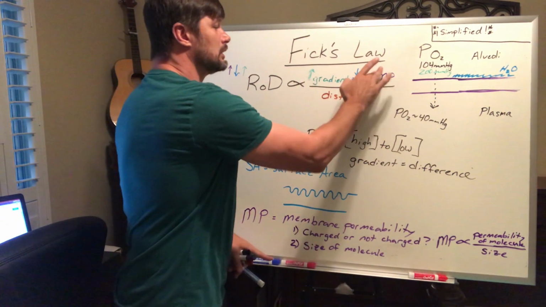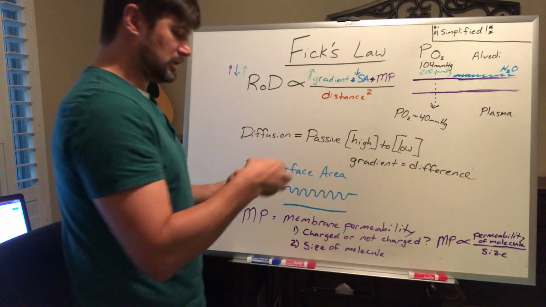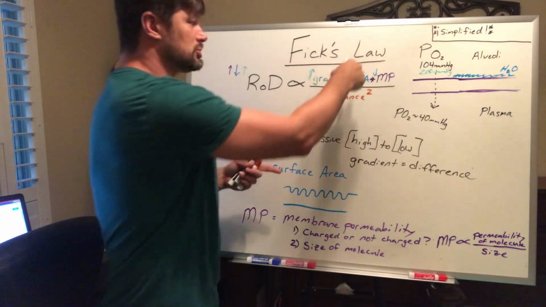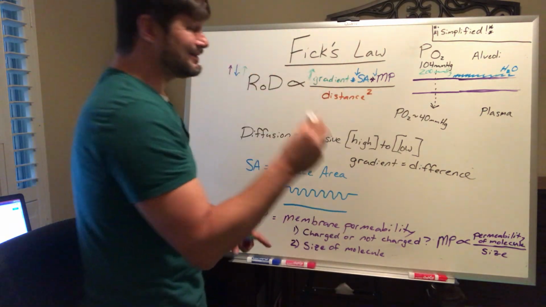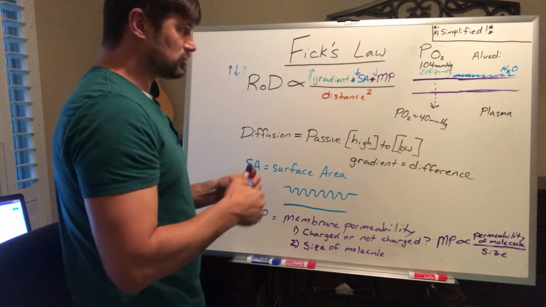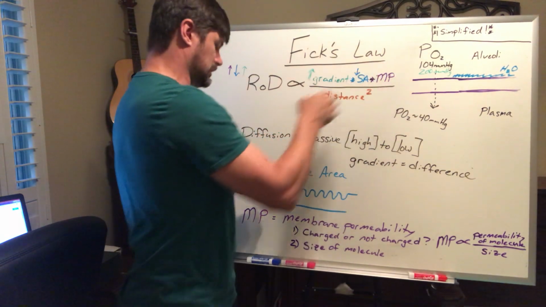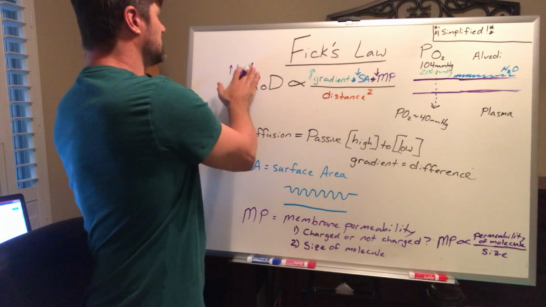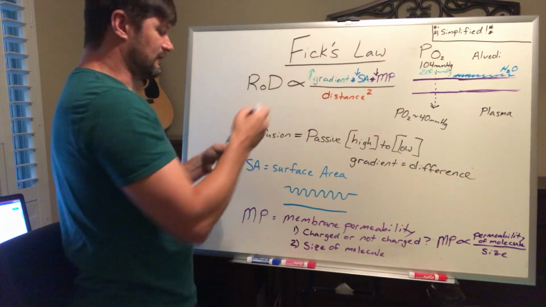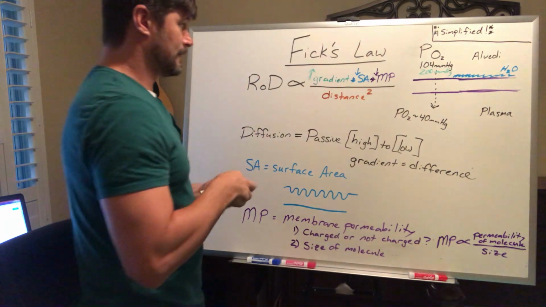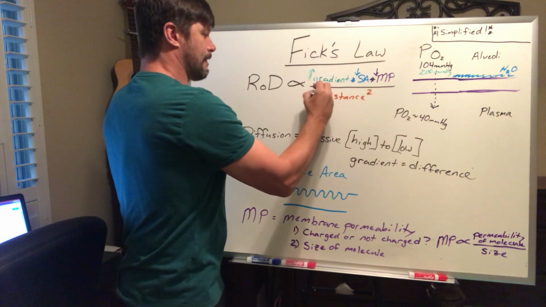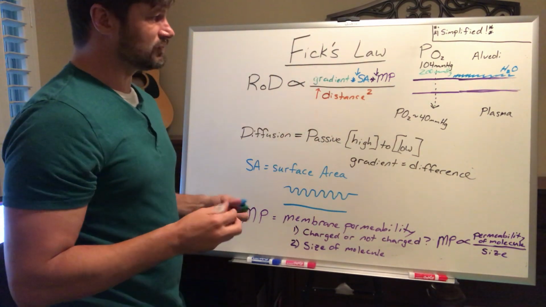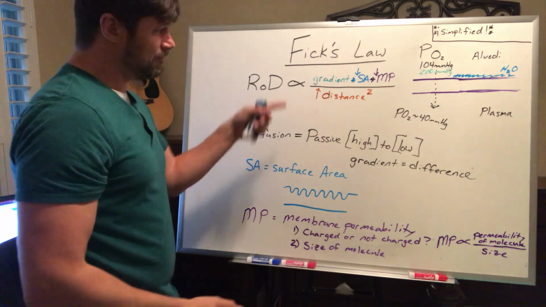So not only does the membrane permeability go down, the effective surface area for diffusion goes down, and the effective distance that this stuff has to travel is going up. That's pneumonia. And that's how we can use Fick's law to understand diseases.